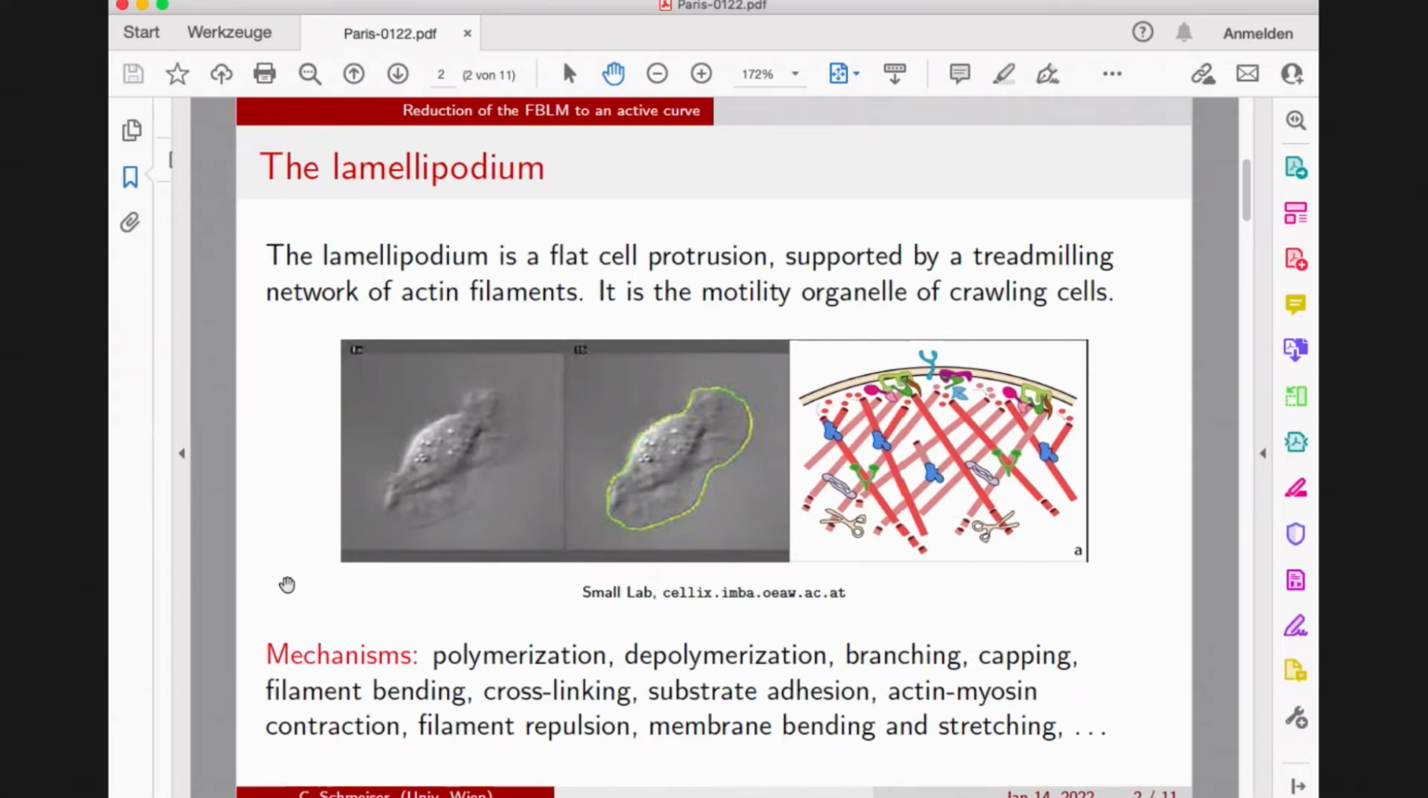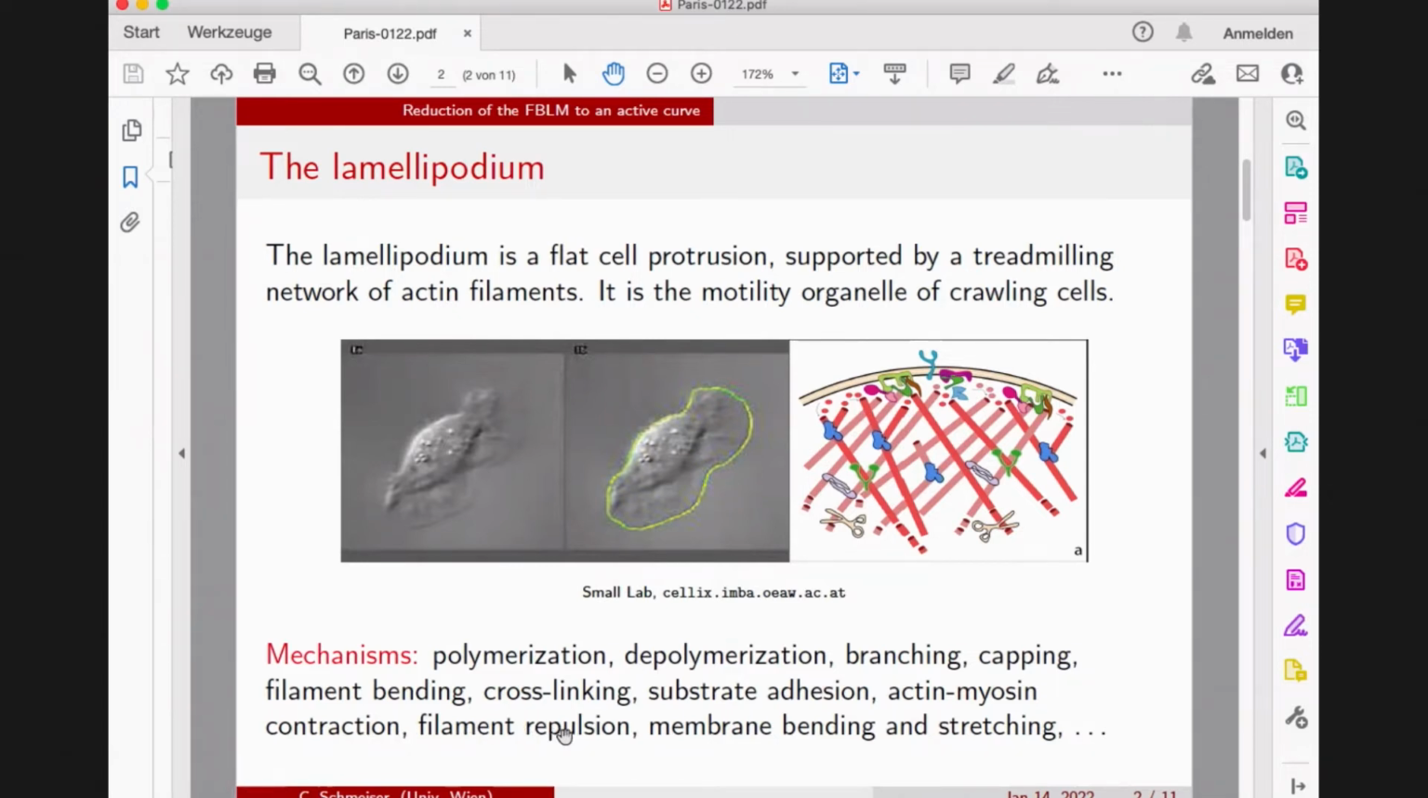Another of the mechanical processes which are going on is filament bending. So these filaments are sticks. Here they are shown as straight, but typically they can be bent by forces. I have talked about cross-linking, the blue and the other green and gray symbols here, which cross-link filaments. There is substrate adhesion. The whole network is connected to the substrate. This is not shown here. I said that already, to hold on to the substrate. About actin-myosin contraction, I will not really talk much here.